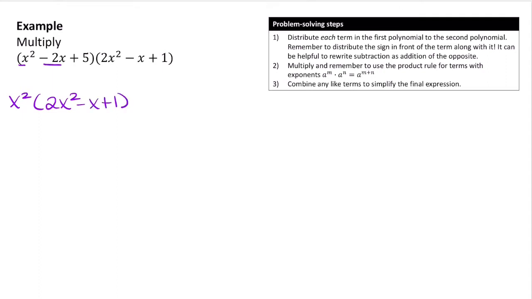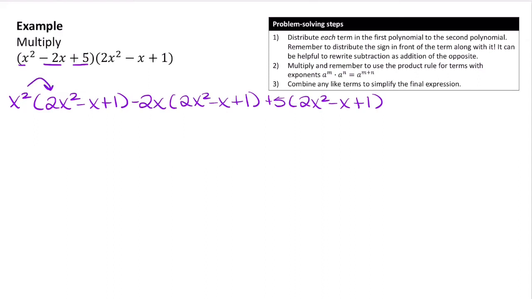Okay. Now I do the second term. So I do minus 2x times 2x squared minus x plus 1. Okay. And then I have plus 5 times 2x squared minus x plus 1. Okay, so you see it's the same process as before. It's just a little bit longer because we have more terms.